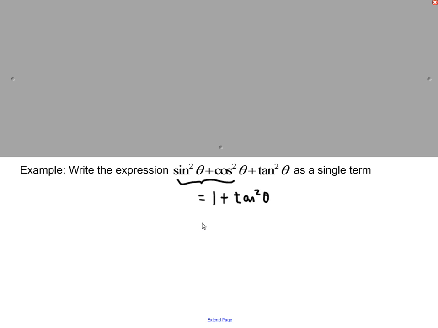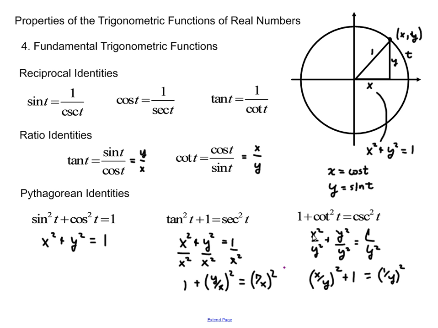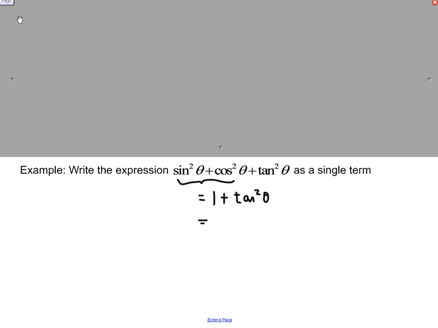That's kind of handy to know. But what about 1 plus tangent squared theta? Can we whittle that one down? Well, sure enough, we go back right here, we said if we had 1 plus the tangent squared, we're going to get secant squared. And so this is equal to the square of the secant of theta. That's kind of cool.